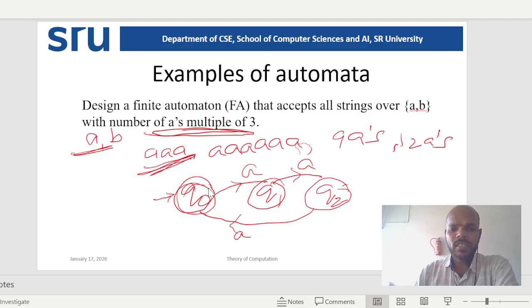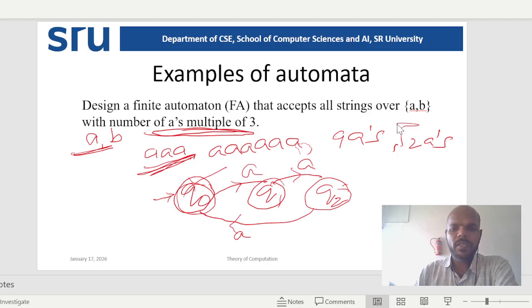Now you check it: single A, double A, 3 A's are accepting, 4 A's, 5 A's, 6 A's are accepting, 7 A's, 8 A's, 9 A's are accepting, 10 A's, 11 A's, 12 A's are accepting. So that means the string which is going to the final state is getting accepted, right? So now what about B?